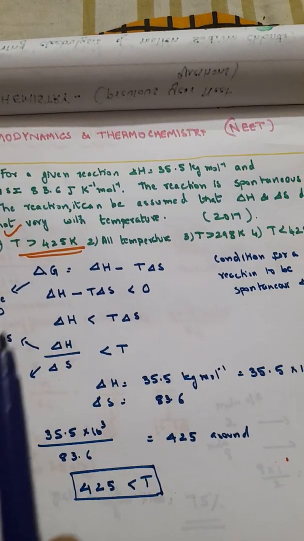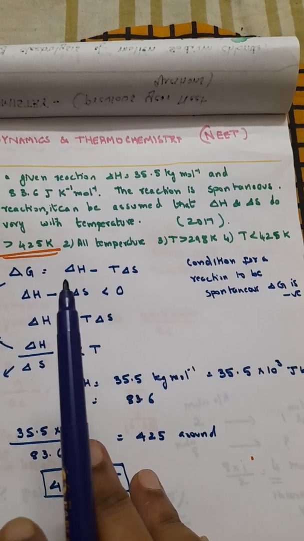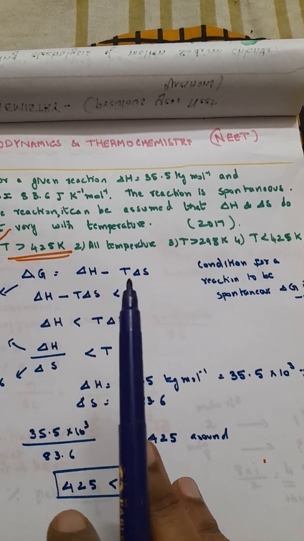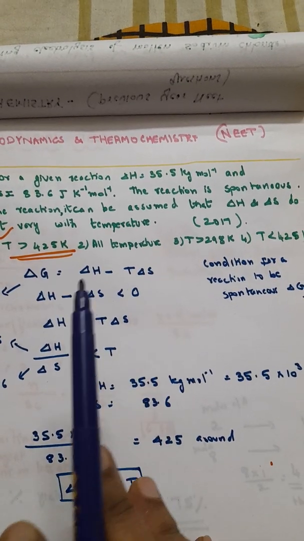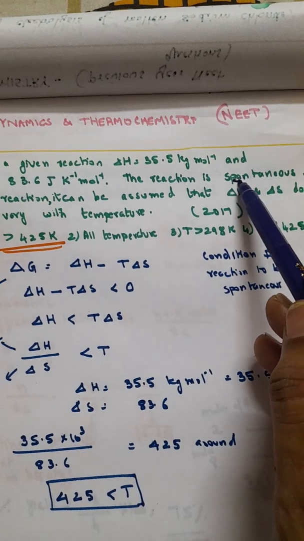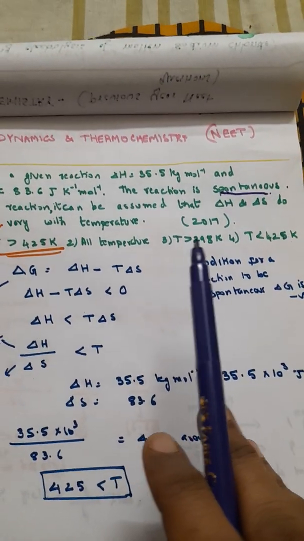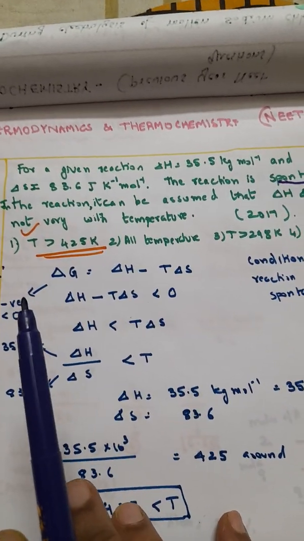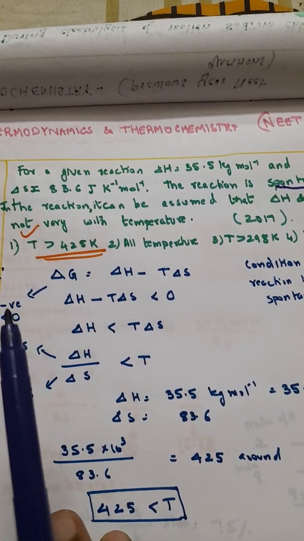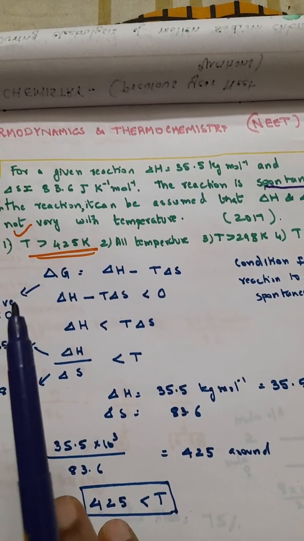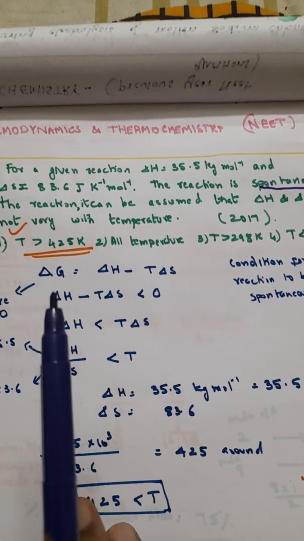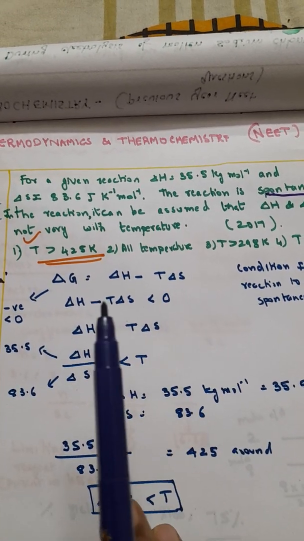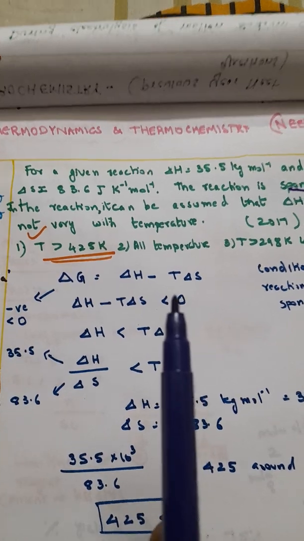First of all, we can take the equation, and remember to write delta G is equal to delta H minus T delta S. Here, just see, it is a spontaneous reaction. The condition for a reaction to be spontaneous means delta G should be negative, that means delta G should be less than 0. Only if it is less than 0 does it become negative. So since delta G is negative, you can also say that delta H minus T delta S is less than 0.